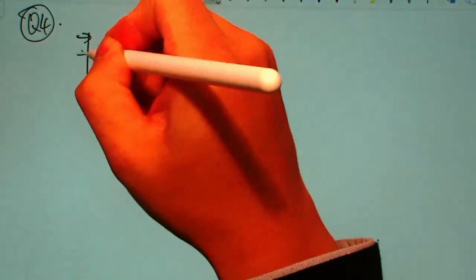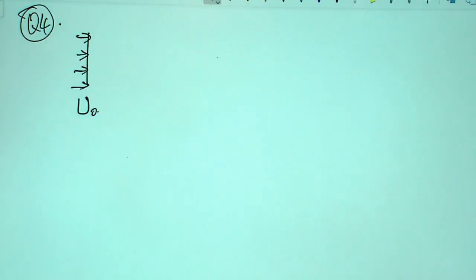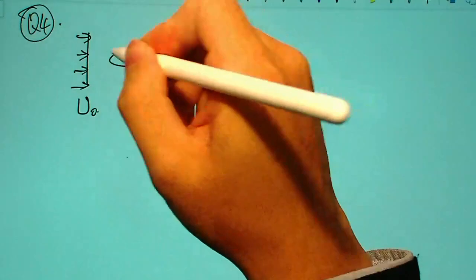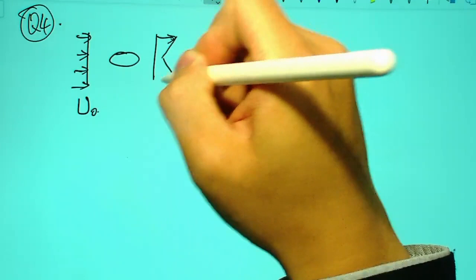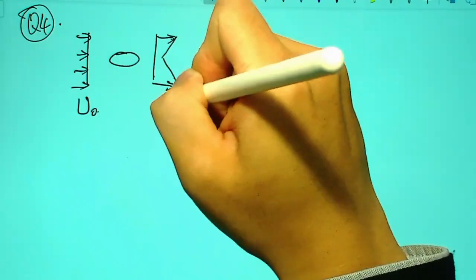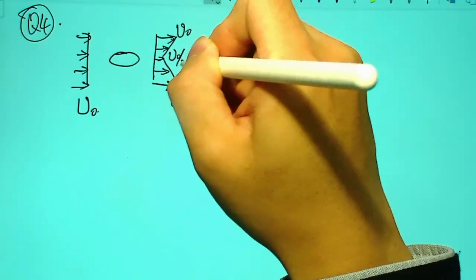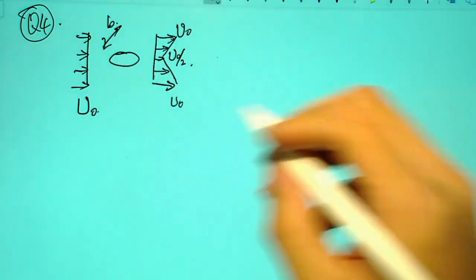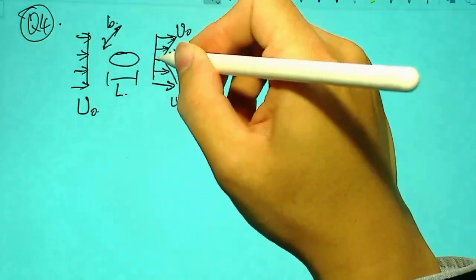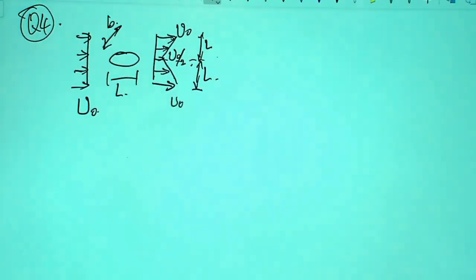So here we have a uniform inlet with a velocity of u0. And we have an object. The flow goes through the object. And at the outlet, we have a kind of velocity profile. It's u0 on both sides, and the minimum point is half u0. We have the width of B and the length of the object as L. We also know the dimension in the wake is symmetric with L on both sides. So it asks us to find the drag.